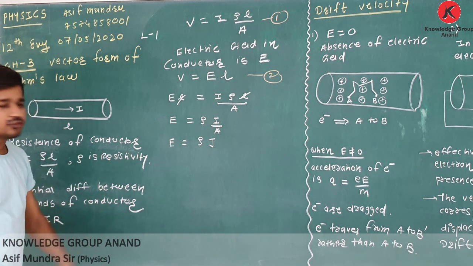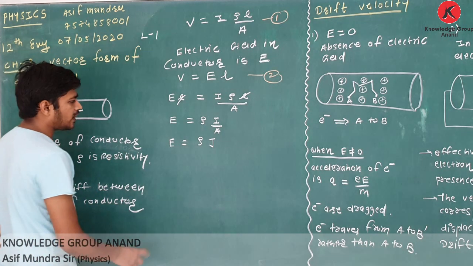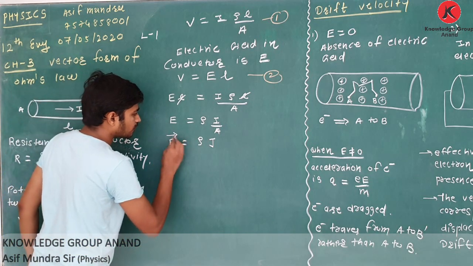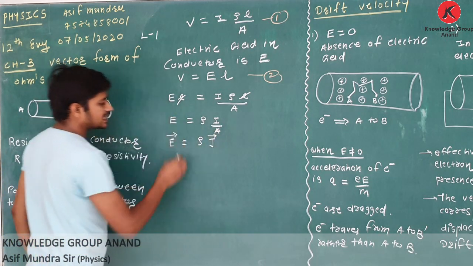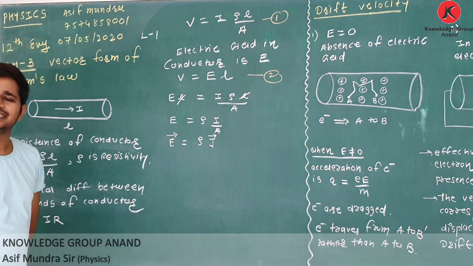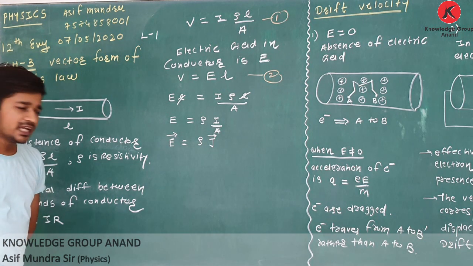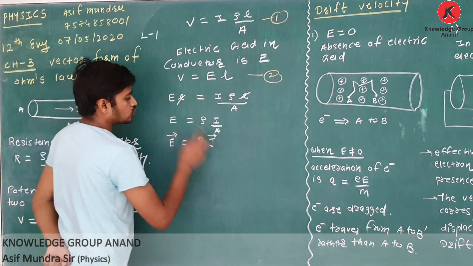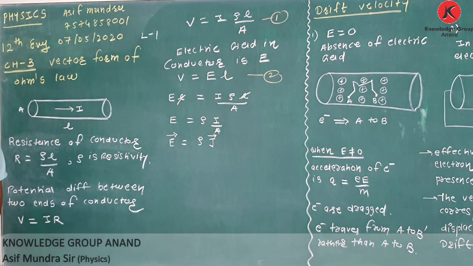If I want to write this in vector form, I can write E is the electric field and J is the current density, where rho is resistivity. Clear about this? E is equal to rho J.